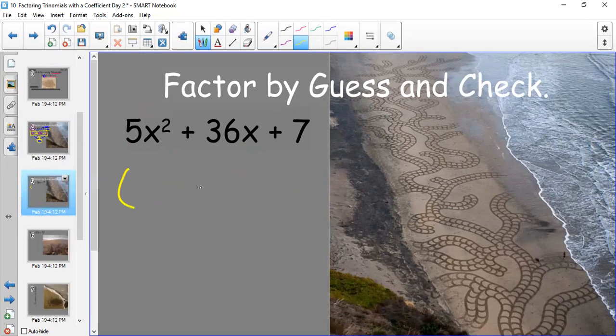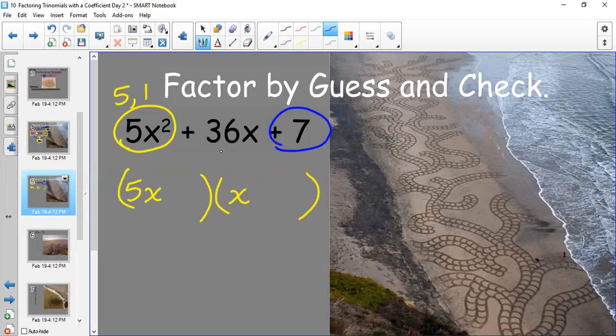We're going to again go straight to our parentheses. We look for numbers that multiply to get the first term. We have 5 and 1 are our only two options, so 5x and 1x. Our last number is positive. Our middle number is positive, so that means it has to be a positive and a positive. And I only have two options, 7 and 1.